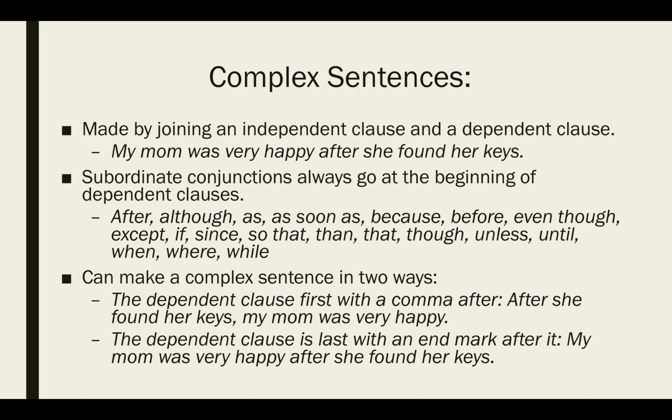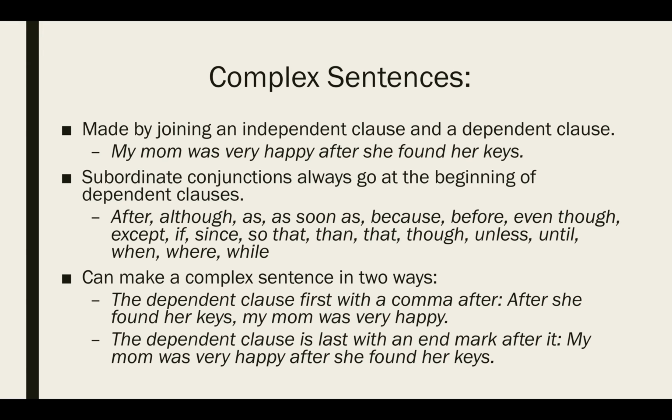The third kind of sentences we learned about were complex sentences. These sentences are made by joining an independent clause and a dependent clause. So the two different types of clauses, one of each. My mom was very happy after she found her keys. Subordinate conjunctions are words that go at the beginning of a dependent clause. Words like after, although, so that, though, you can see the list there.